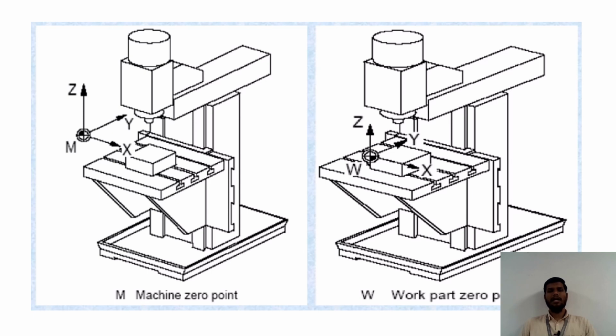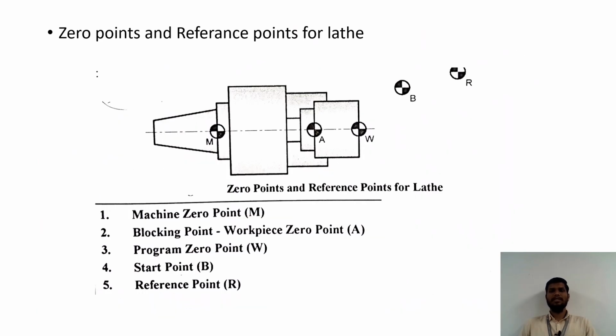Here we can see how different types of reference points are used on a machine for programming. Here we can see zero points and reference points for the lathe. This is how the zero point and reference points are used on a lathe to generate part programming. So it was all for today's lecture.